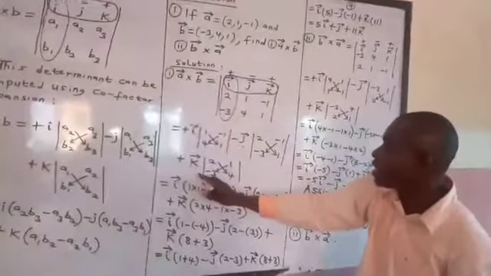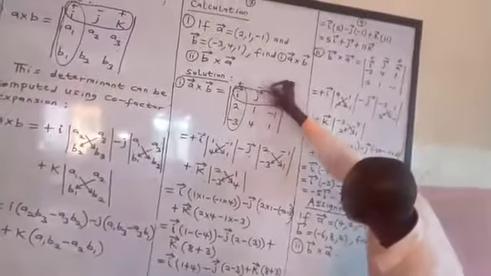You write it plus vector K. You also draw the row. Look at the row of K.